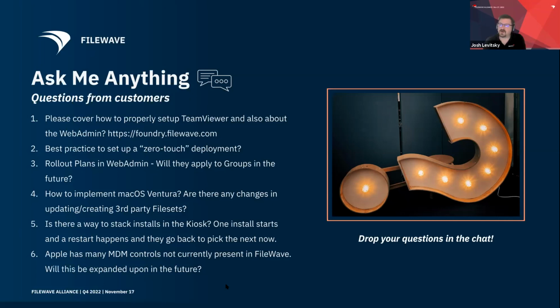And then for macOS Ventura, are there any changes in updating or creating third-party filesets? Really, I would say that Big Sur, Monterey, and Ventura are very similar. The only thing I'd say to think about is that if you have a fileset to only go to specific versions of macOS and you don't have the option checked to deploy on newer versions, then Ventura won't be checked. So you'll want to go and look at your filesets that you are limiting to certain versions.